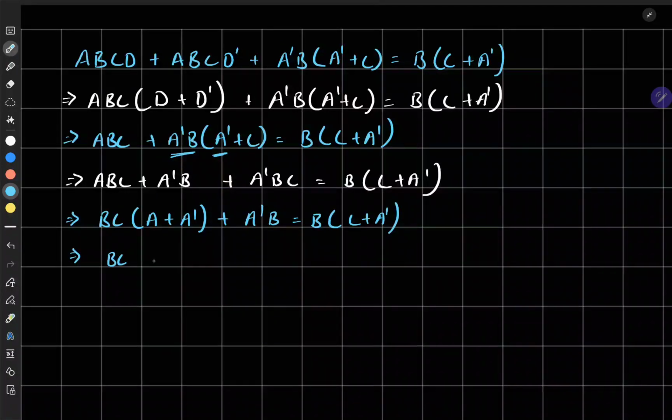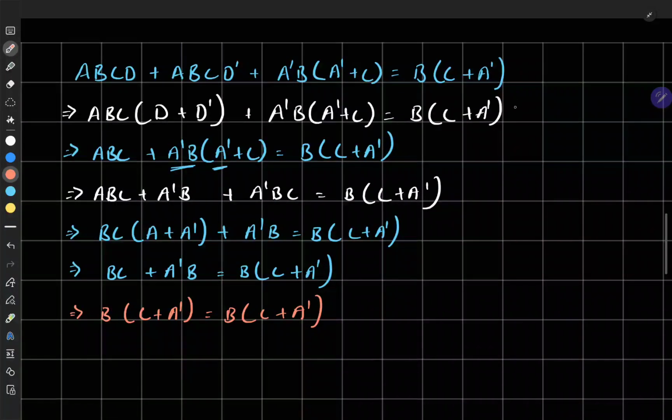Cool. Now we have a BC and an A naught B, and then on this side we have a BC plus A naught. So multiplying this out, we see that we have a BC here plus B A naught. So trivially, we can just go ahead and say BC plus A naught, and that proves the equation for us.